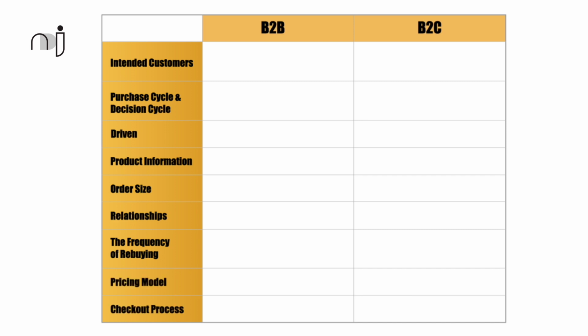For B2B, the intended customers are a mix of internal end users and stakeholders, according to a study published in the Harvard Business Review. The average number of people involved in a B2B purchase was 6.8.